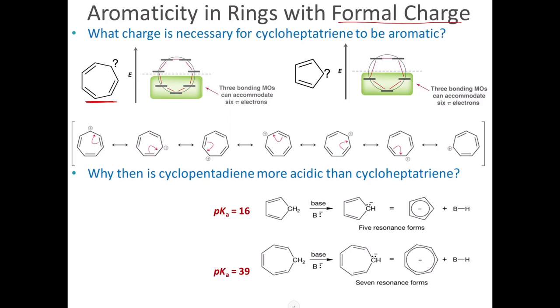But what about if we give it a positive charge? If we give it a positive charge, then this is what happens. There are no electrons there, so now we have 1, 2, 3. So we have 6 electrons in total, which is 3 electron pairs. So that makes it aromatic. And this compound is actually planar, so therefore it turns out to be aromatic.